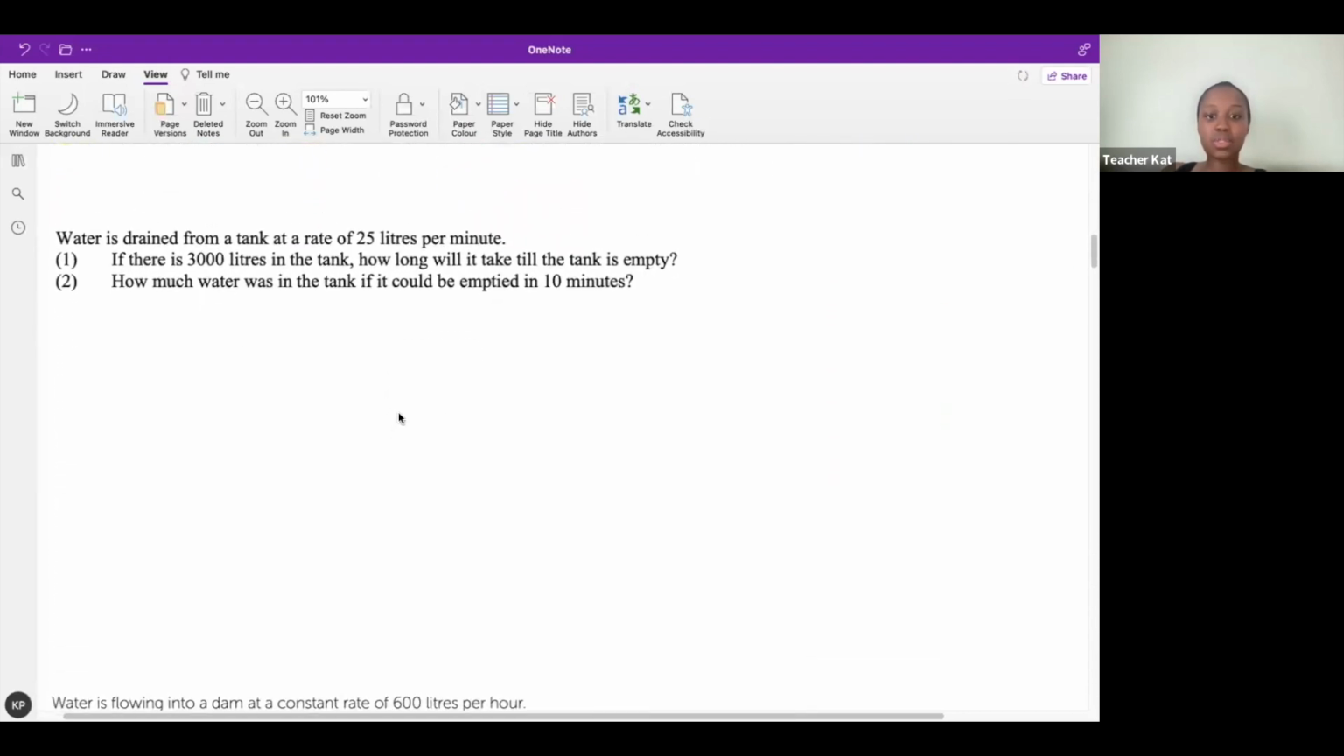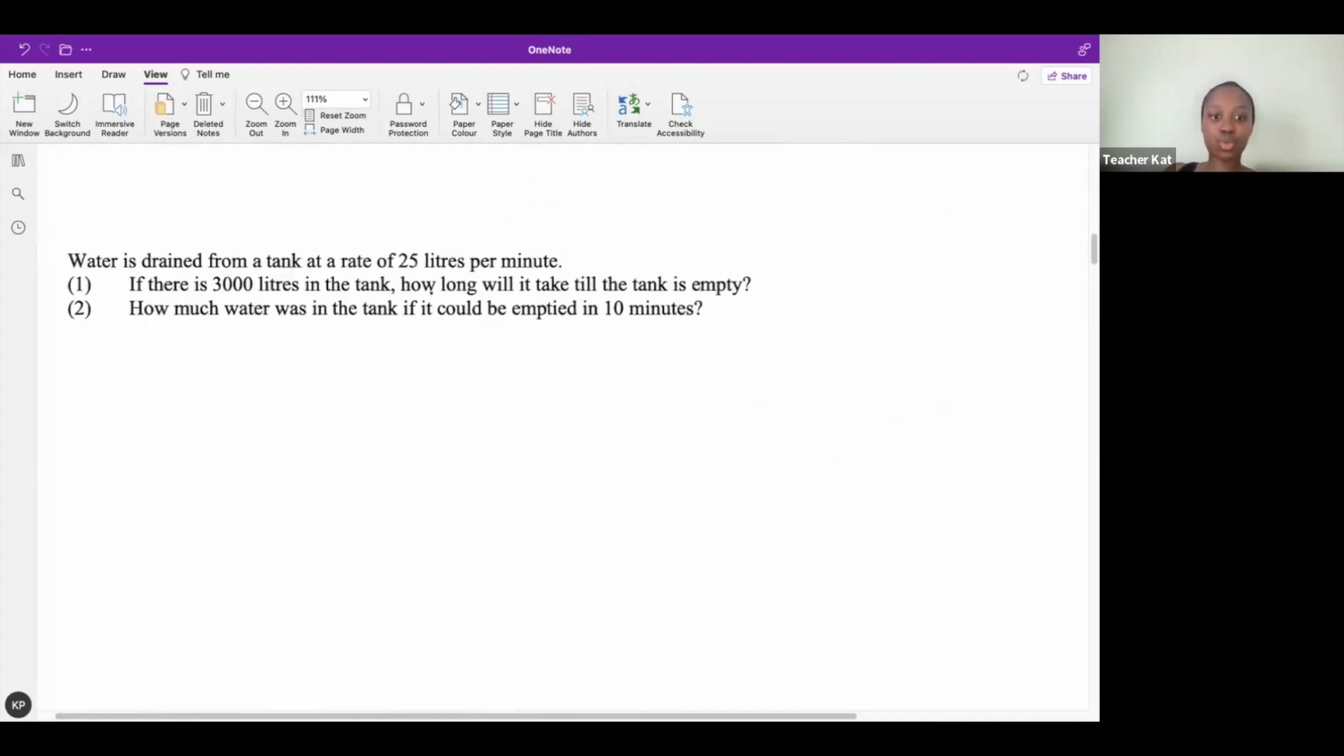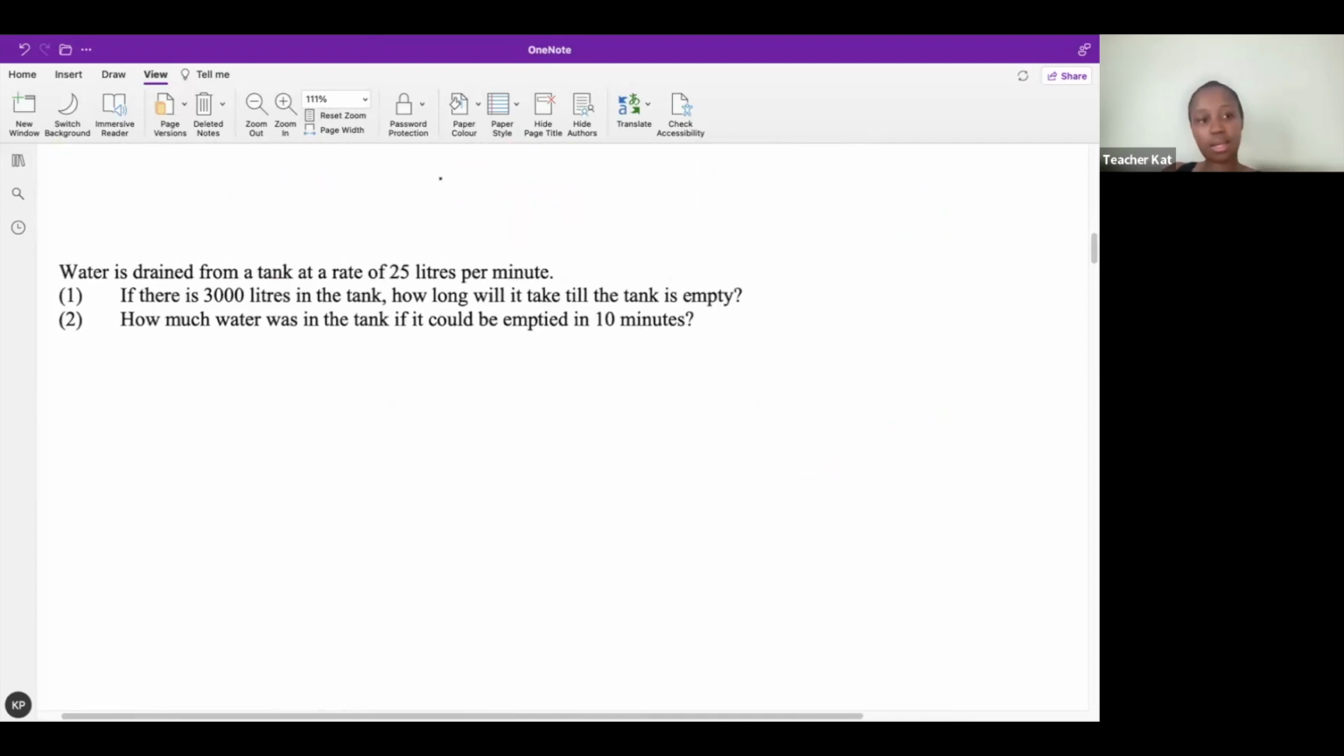Okay, so these are the types of rate questions you need to expect in exams, which are fast approaching because term 2 is about to start. Water is drained from a tank at a rate of 25 liters per minute. First things first, let's write this as a rate. So it's 25 liters per minute. That's the rate. If there are 3,000 liters in the tank, how long will it take till the tank is empty? Okay, let's go. Question 1.